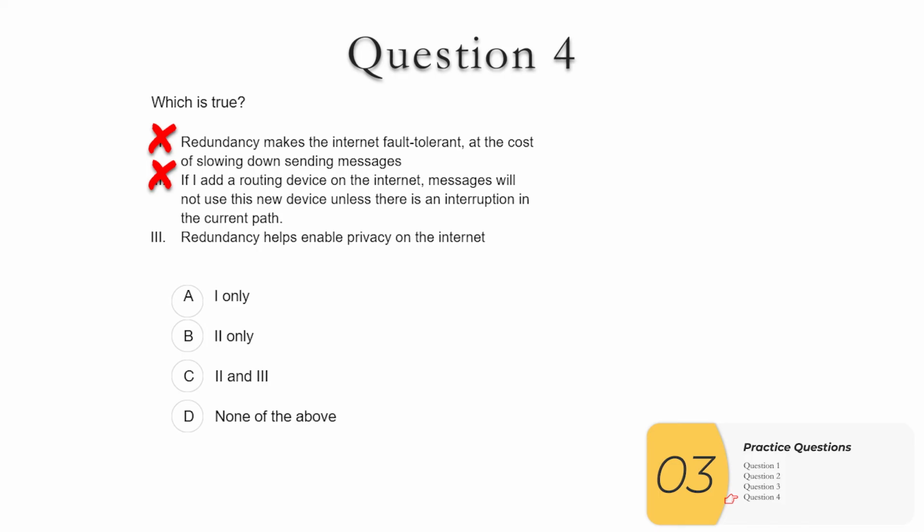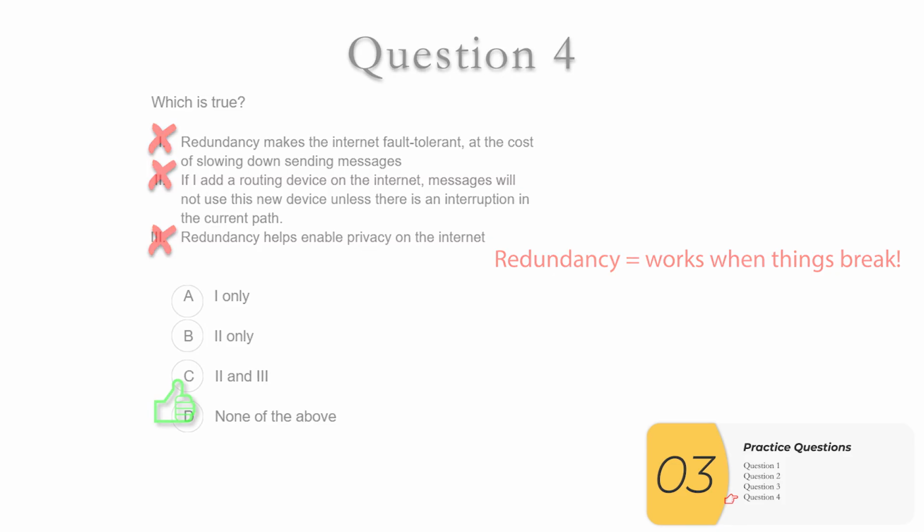3, redundancy helps enable privacy on the internet. So again, we go back to our basic concept. Redundancy means that it keeps on working if something breaks. And everything else is nonsense. This is everything else. It's not true. So 3 is false. So the answer is D, none of the above.